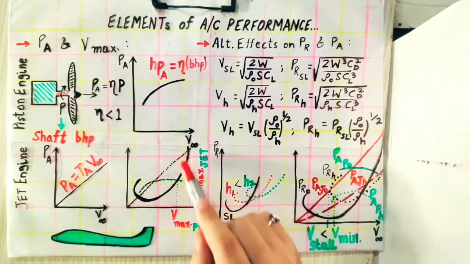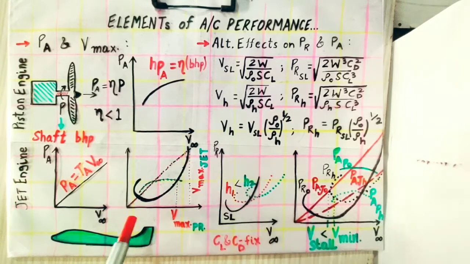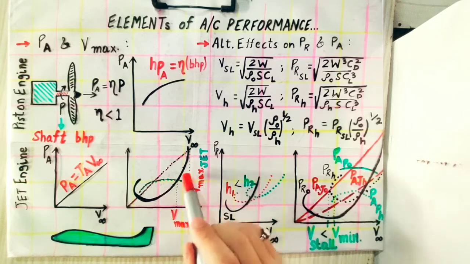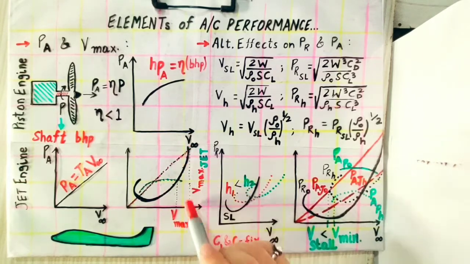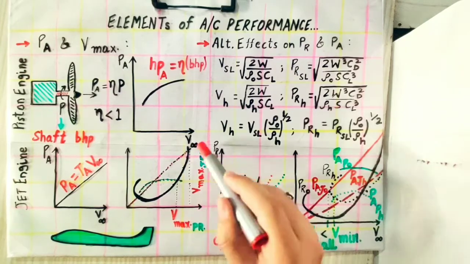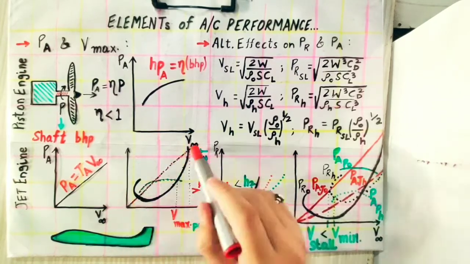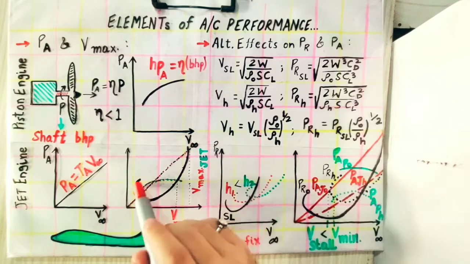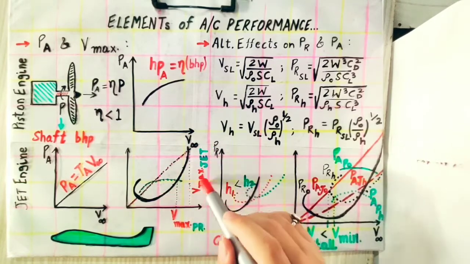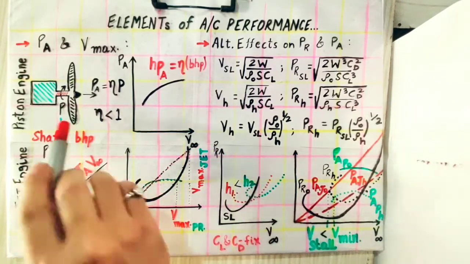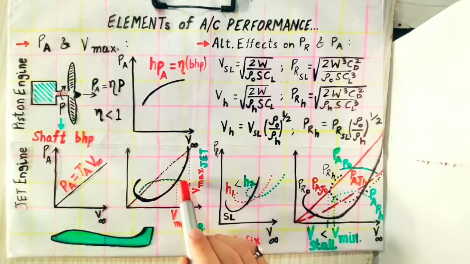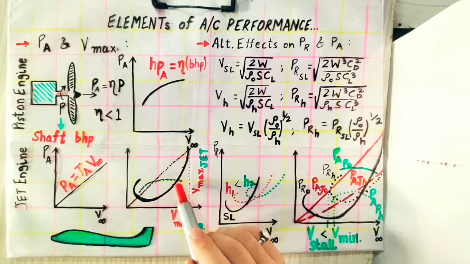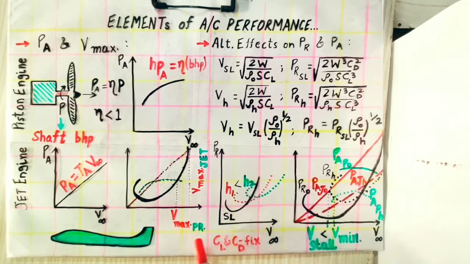When they both intersect at high velocities, where velocity is increasing in this direction, the power required intersecting with the power available at high velocity gives us the maximum velocity with which an aircraft can fly. For this linear curve, its intersection with the power required is the maximum velocity which a jet aircraft can attain. For a propeller engine, it's nearly constant, as I said, so its intersection at high velocities with the power required gives us the maximum velocity for a propeller engine.